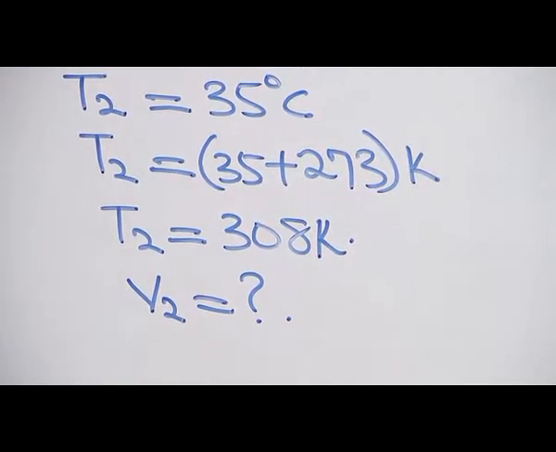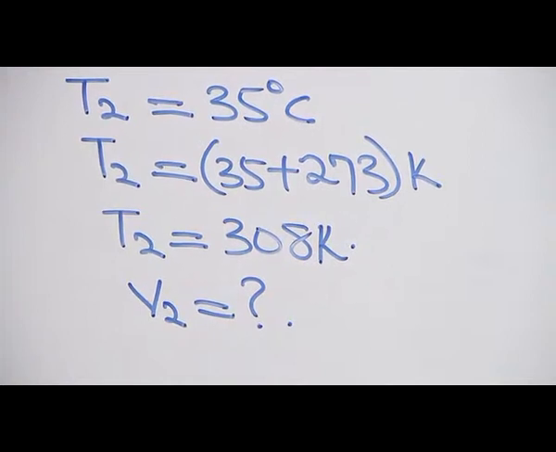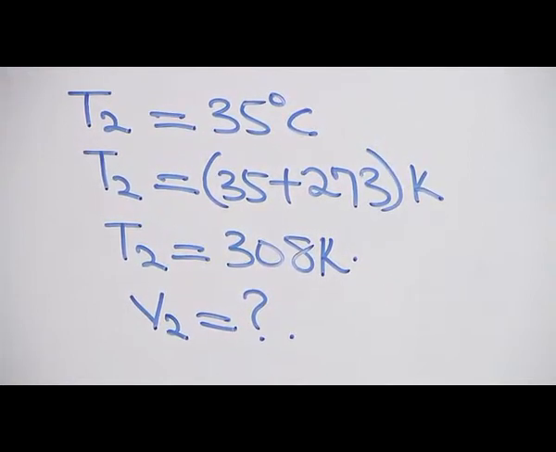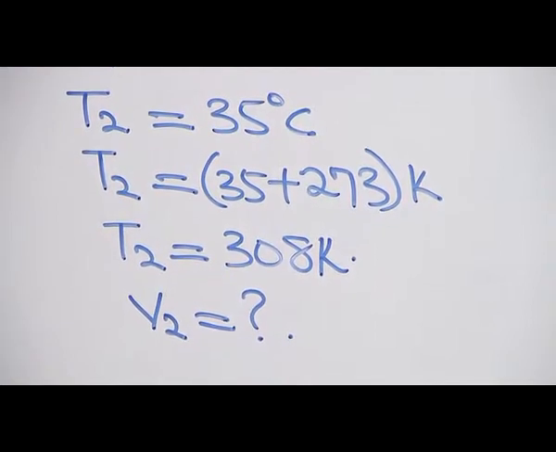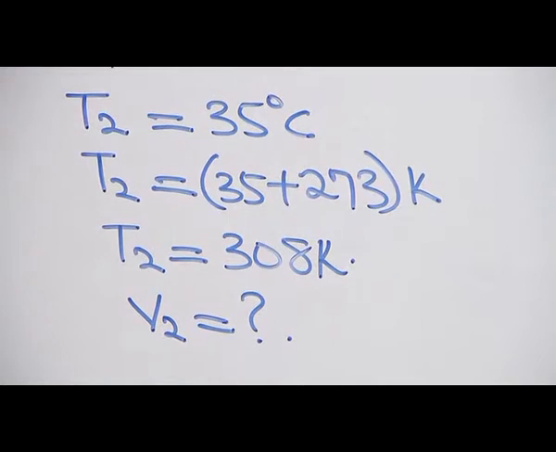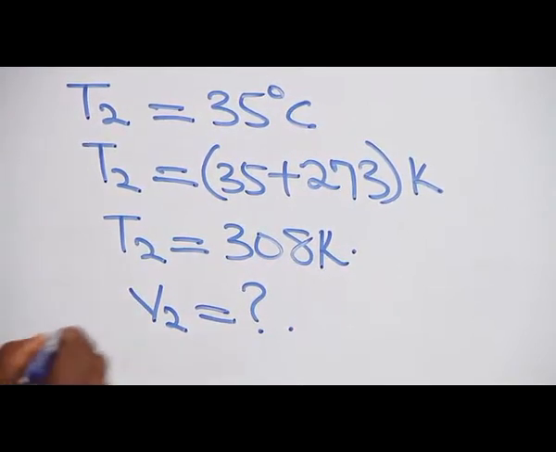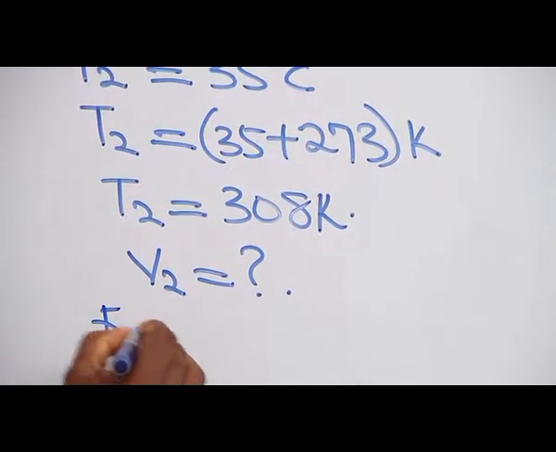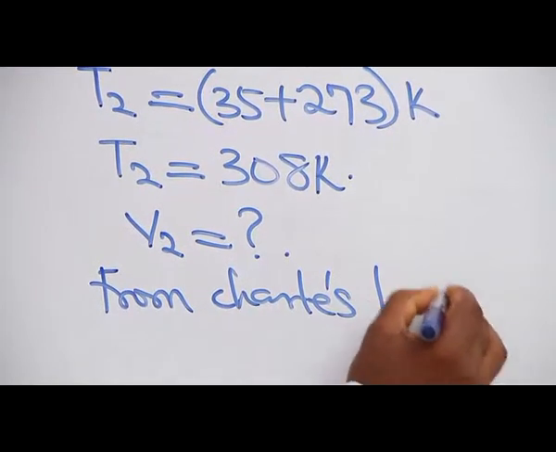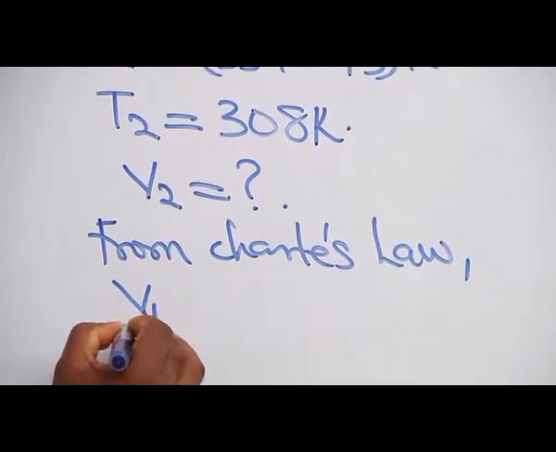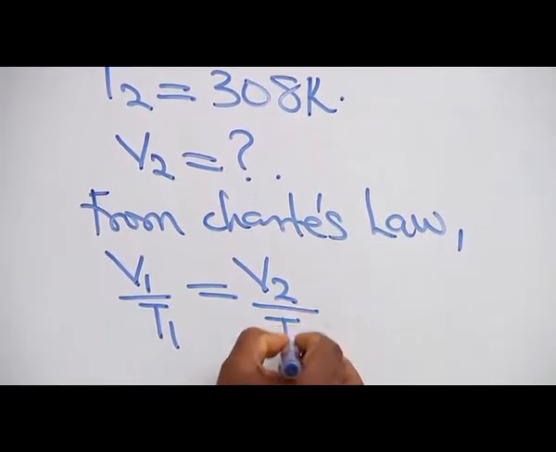Pressure is constant. This question is a relationship between volume of a gas and temperature, and we are told pressure is constant. From what we studied so far, it has to do with Charles' law. So we have to apply the Charles' law equation. From Charles' law, V1 over T1 should give us V2 over T2.